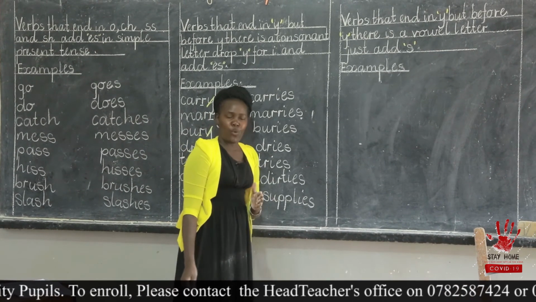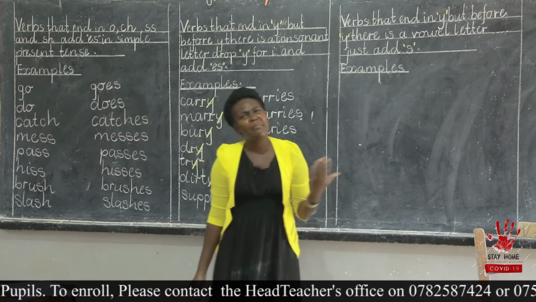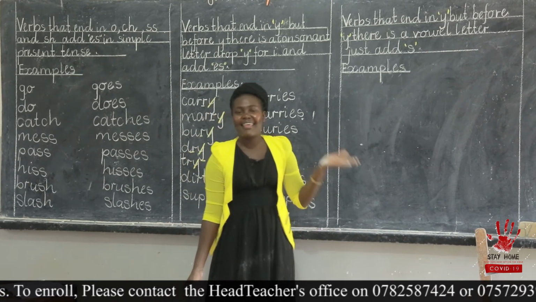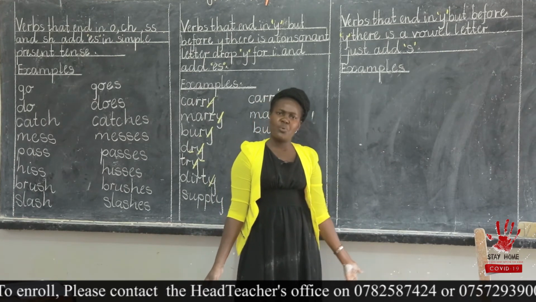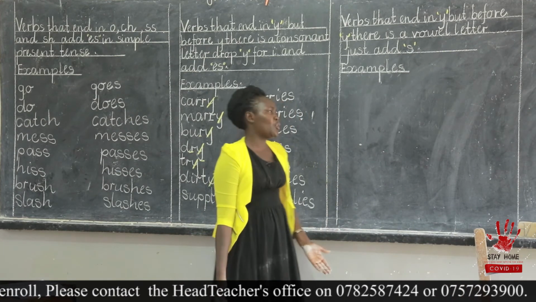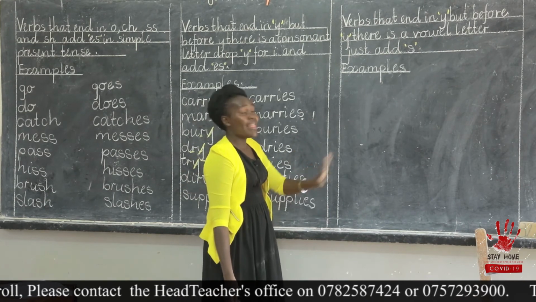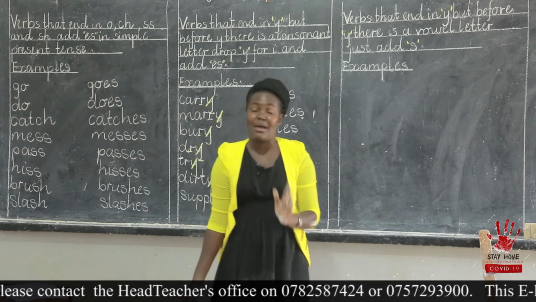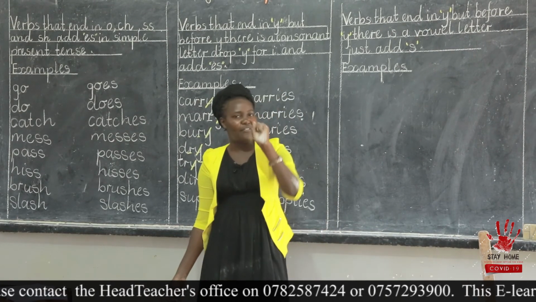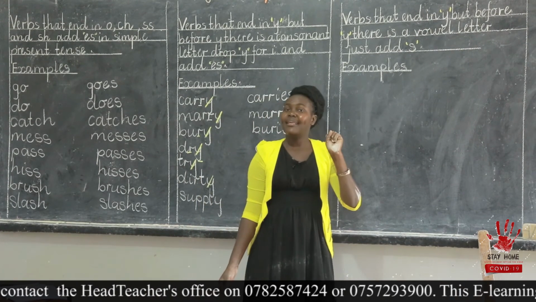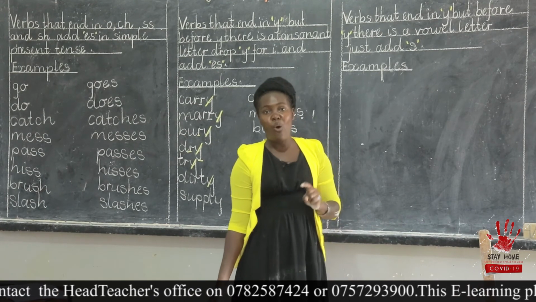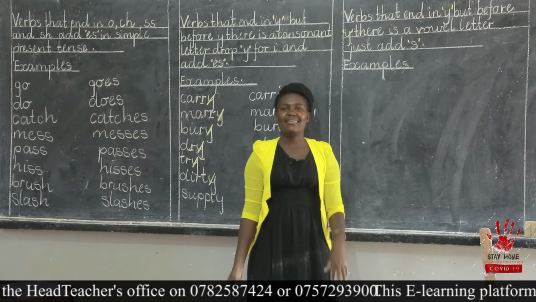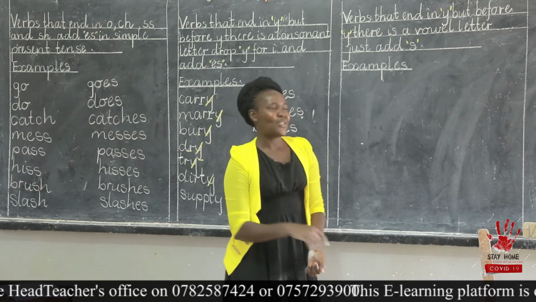Now, I know you have this question. What about those ones that end in Y, but before Y, there is a vowel letter? What do we do? Yeah, this is what we do. When it comes to those verbs that end in Y, but before Y, there is a vowel letter. Remember, vowel letters are only 5. That is A, E, I, O, and U. These ones, you simply add S. Isn't it easy? Mention them.